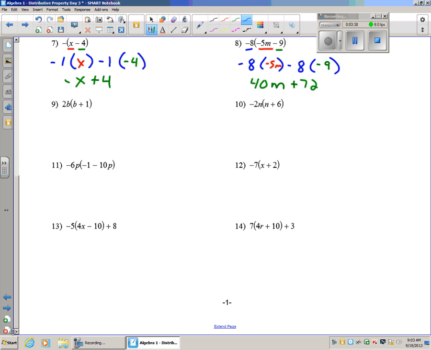Number 9 is 2b times 2 different things. b is the first thing you're going to multiply by. That's the first term. And 1 is the second term. So 2b times b is 2b squared. And 2b times 1, that's 2b.